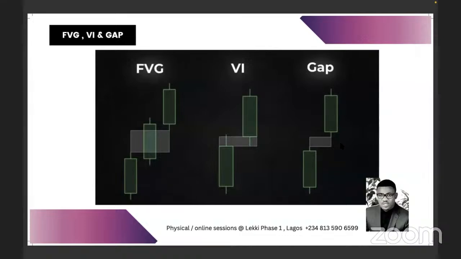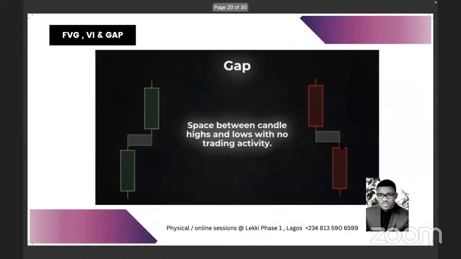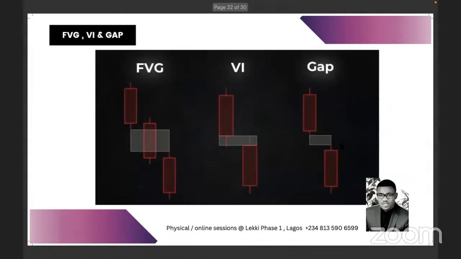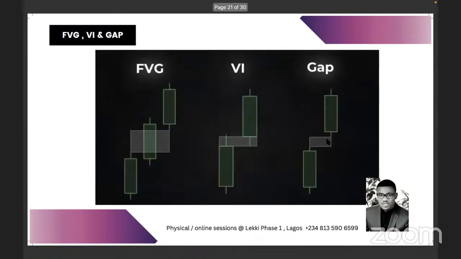Rewind this video and watch again. The same thing we consider when we are talking about a bearish move: bearish fair value gap, bearish volume imbalance, bearish gap. Of course, give them the same respect and use them the same way.